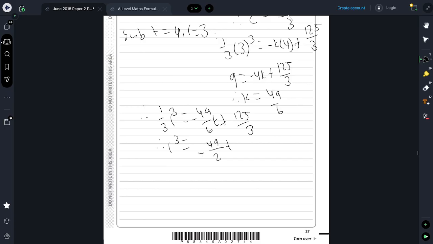So 3 over 6 is just a half. That's where that comes from. Plus 125. Okay. And then r is the cube root of this whole thing here. Minus 49 over 2t plus 125. Now, this is perfectly fine.